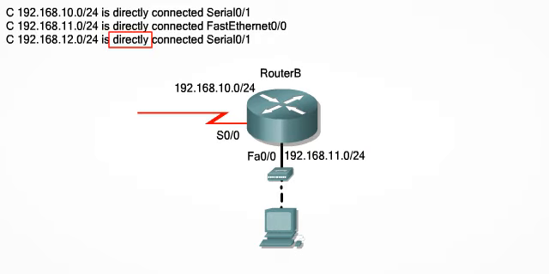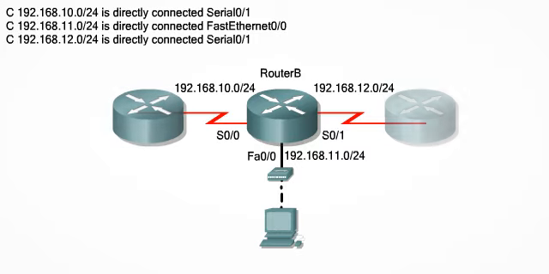There is one more directly connected network according to the third line of the routing table. The 192.168.12.0/24 network is connected to serial 0/1. Now that directly connected networks are built, let's add routers and show which way the updates will go.